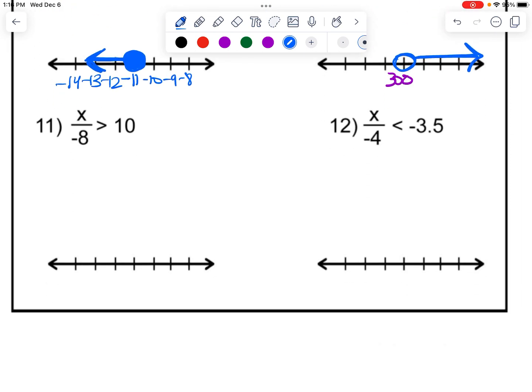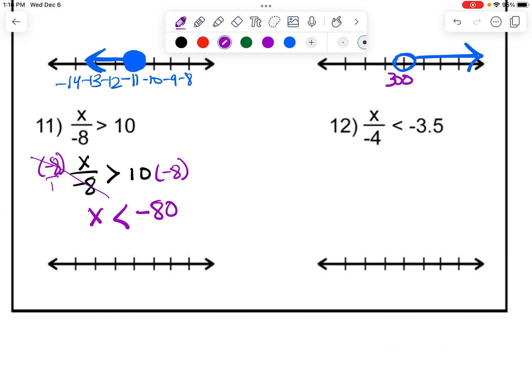For the next example, I'm going to rewrite it to give myself lots of room to show my work. Since x is being divided by -8, the opposite would be to multiply by -8, and whatever I do to the left, I need to do to the right. These cancel out because it leaves me with just x over 1, which is just x. I'm going to switch the direction of my inequality symbol because I multiplied both sides by a negative, and then 10 times -8 is -80.